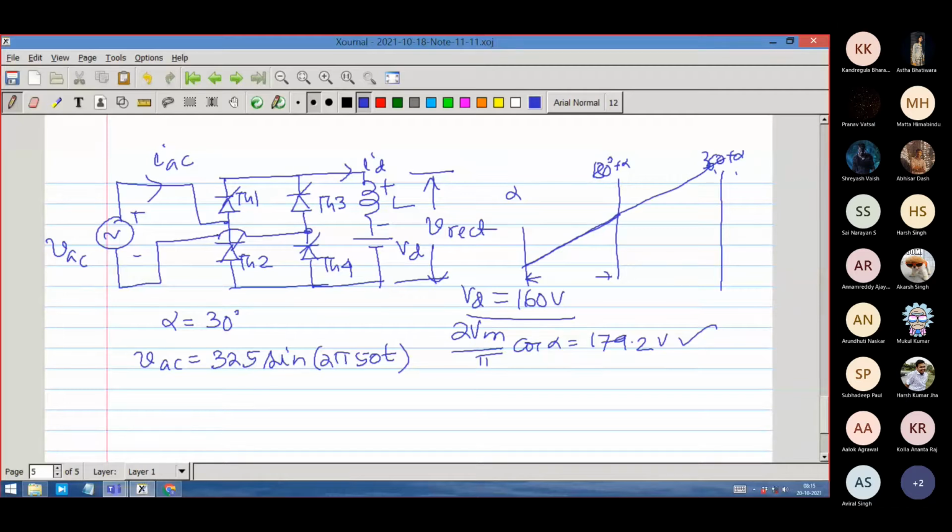So thyristor 1 and thyristor 4 will be conducting, right? Here thyristor 1 and thyristor 4, and here thyristor 2 and thyristor 3. Thyristor 3 will be conducting, but the current will never come down to 0. So this is not the situation. This is not a stable situation, right?